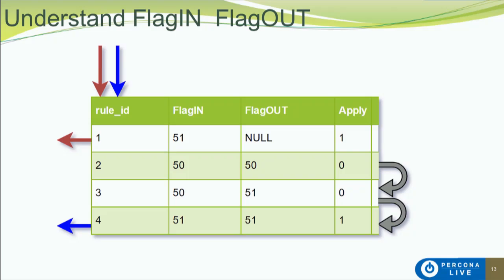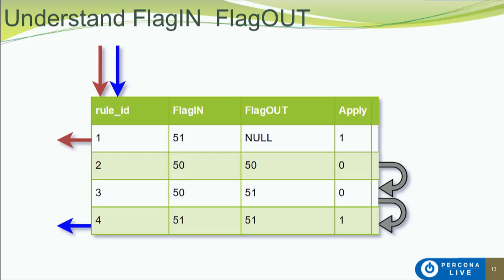But if instead this rule is not valid, and again, ProxySQL will process them in sequence, we'll go to rule 2. Rule 2 has a flag in, flag out. It will check for the query rules. It will say, yes, okay, this is a match. And I have the flag out, this is 50. There is no apply, so I can continue to do the processing.